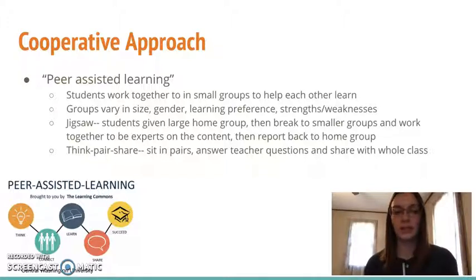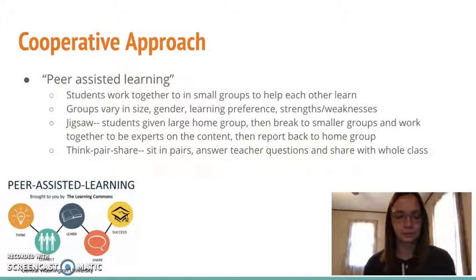And then we also have the think, pair, share. This is where students sit in pairs and the teacher asks questions. The students answer those questions in their small groups, and then they share with the whole class. So it again gives them a chance to feel confident before they have to report to the whole class.